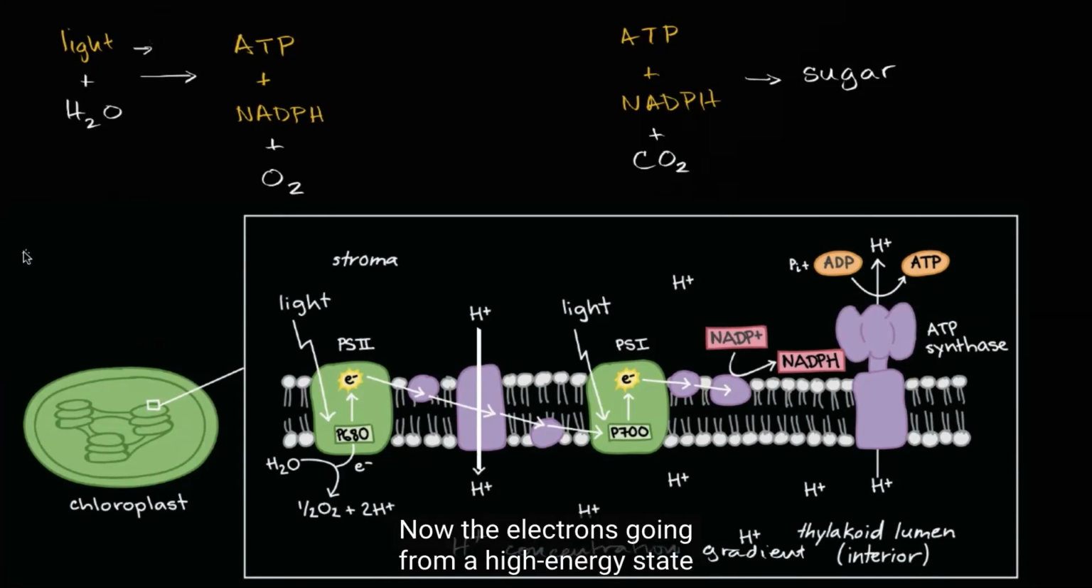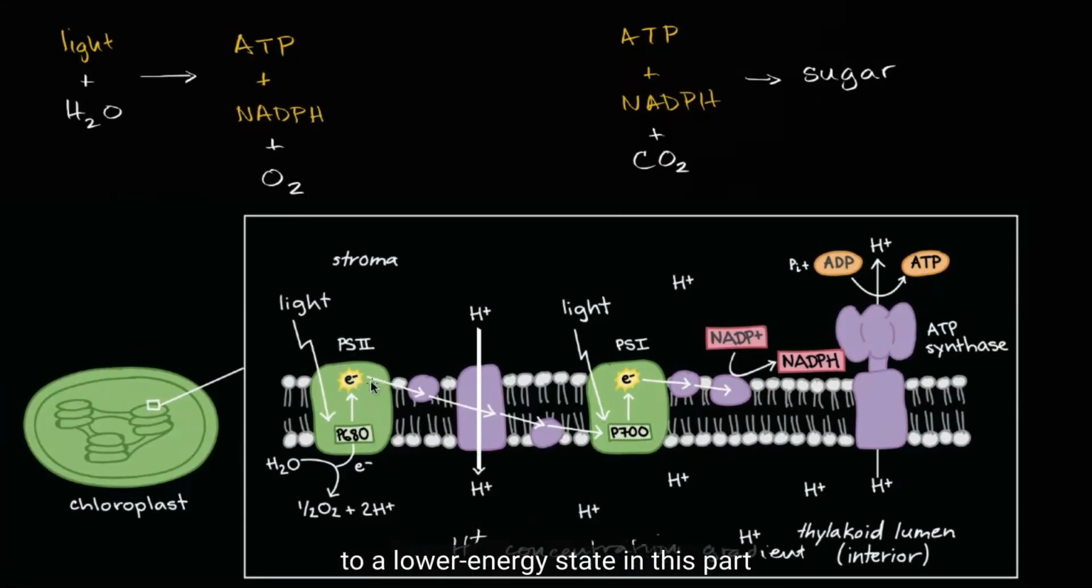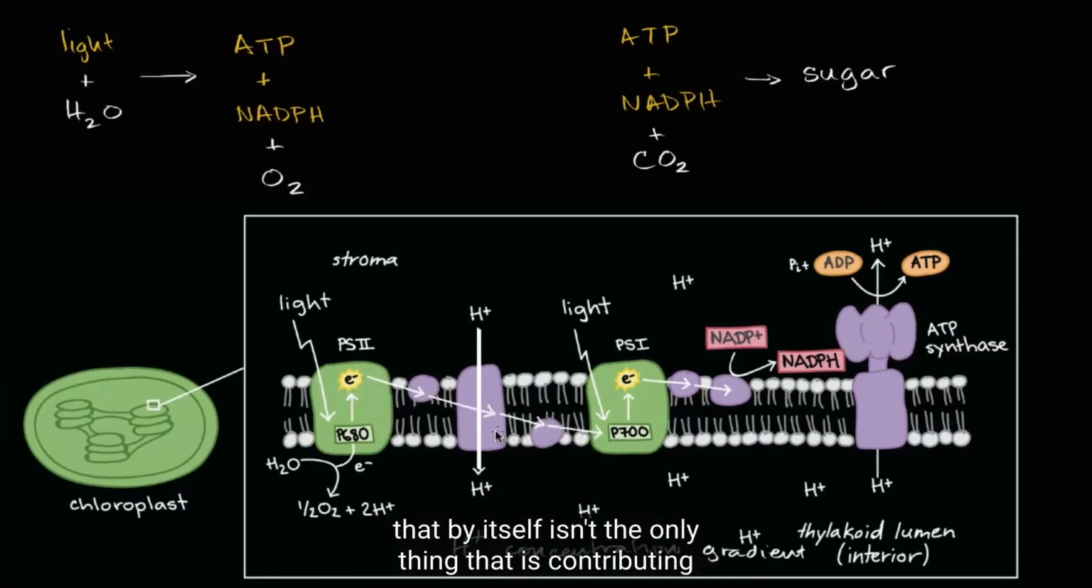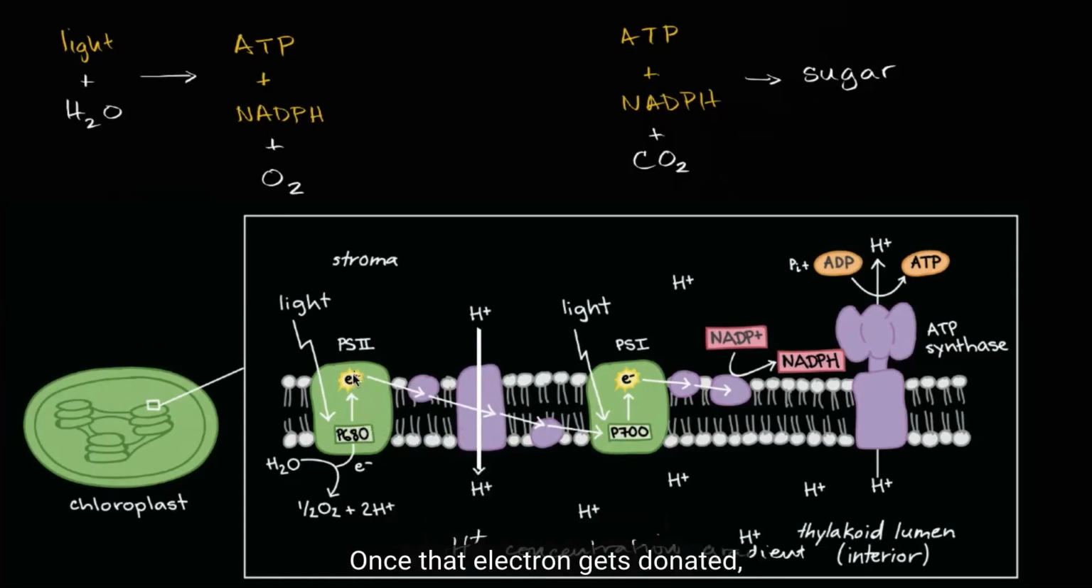Now, the electrons going from a high energy state to a lower energy state in this part of the light-dependent reactions, that by itself isn't the only thing that is contributing to the high hydrogen ion concentration gradient. Once that electron gets donated, you might say, well, how does it get replaced? Well, the thing that's doing the donating, the thing that eventually gets excited and donates that electron, is a chlorophyll variation called P680. The P stands for pigment, 680 stands for 680 nanometers, the wavelength of light that it absorbs best.